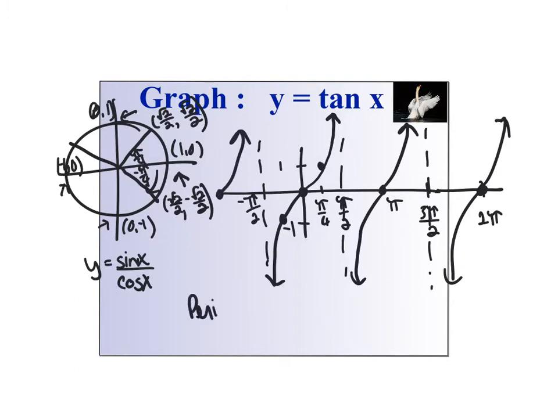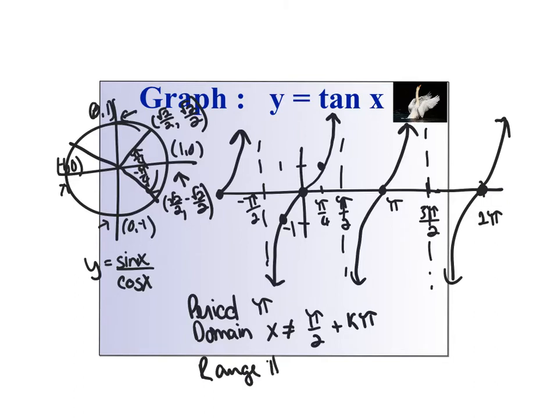The period, as you can see, is a little shorter. It goes from negative pi over 2 to pi over 2, which means the period is pi. The domain is every number except the asymptotes. How do you write that? X can't be pi over 2, but it also can't be 3 pi over 2 and 5 pi over 2. So you would write that using k times pi, whatever k positive or negative, which means that the domain is all numbers except for every pi over 2. And then the range is all reals.